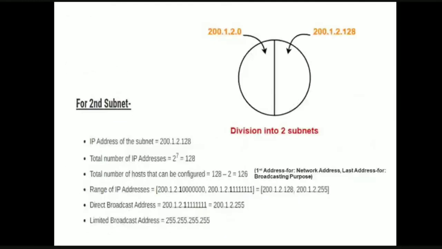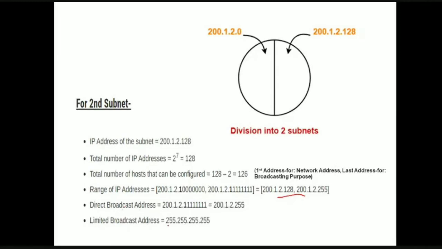Next. For this second subnet, the total number of IP addresses is again 2 power 7, that is 128. The total number of hosts that can be configured is also 128 minus 2, that is 126. The range of IP addresses is 200.1.2.1 followed by all zeros to 1 followed by all ones. That is, finally we have the range of IP addresses 200.1.2.128 to 200.1.2.255, isn't it?